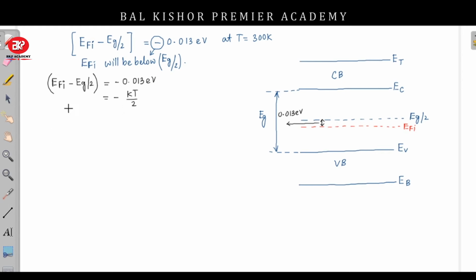So we can say that the Fermi level of the intrinsic semiconductor will lie just below the Eg by 2 for this case of numerical by an amount kT divided by 2. So this is the given numerical, first numerical. In this numerical we have calculated the intrinsic Fermi level position with respect to the middle of the band gap for the given data at the room temperature. Now let's move into the next question.